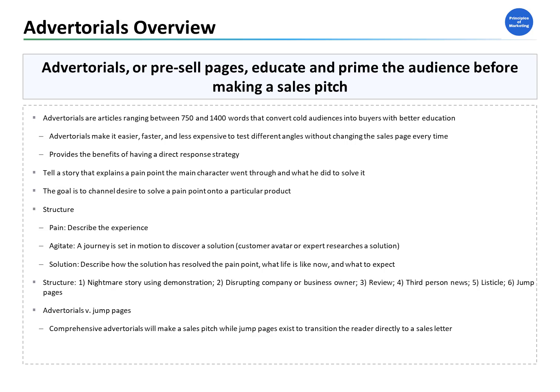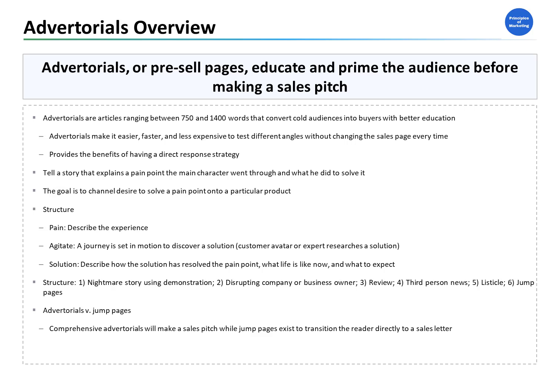So basically, with an advertorial, you're just telling a story that explains the pain point the main character went through and what he did to solve it. That's how easy it is. And we'll talk about their other alternatives, and we've discussed them in the past. But if you can just tell a simple story like that, somebody had a pain point, you describe their experience, and then you talk about what happened, what triggered, something went wrong, and they were forced to find a solution to that pain point. So that's where you agitate. The first step is pain. The second step is agitate. A journey is set into motion to discover a solution.